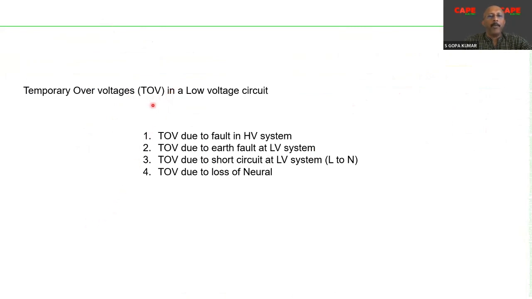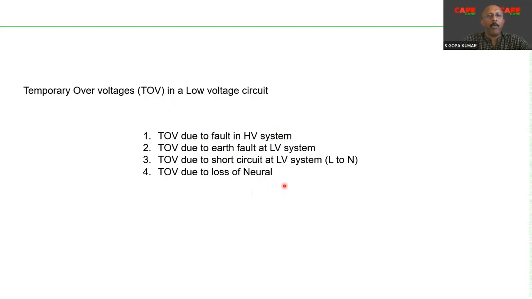Now, the next problem is temporary overvoltage. Temporary overvoltage can be experienced in a low voltage electrical line due to various reasons, such as a fault on the high voltage system, an earth fault on the low voltage system, a short circuit on the low voltage system, and the loss of neutral. Loss of neutral means a neutral disconnection in a three-phase line or in a three-phase service connection. So all these four reasons could create temporary overvoltage, meaning a voltage higher than the normal operating voltage.